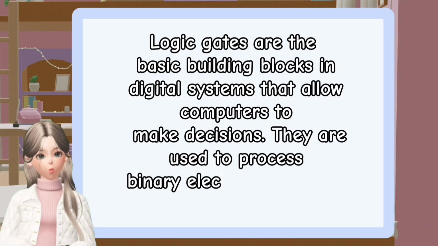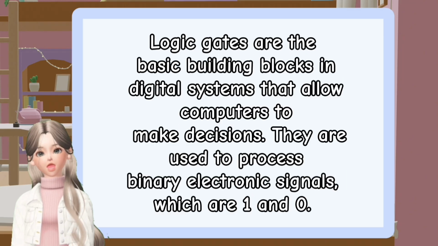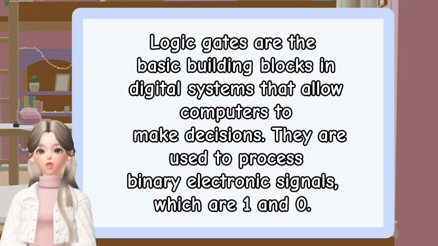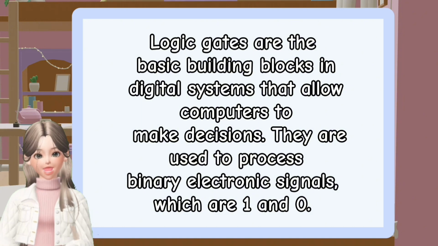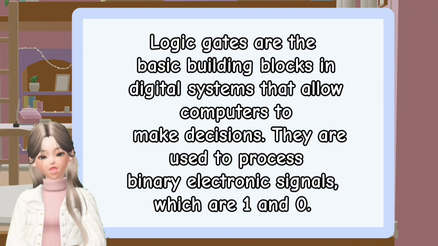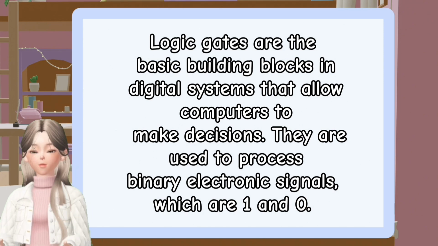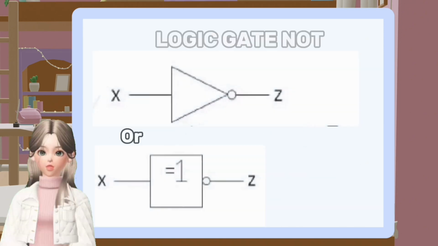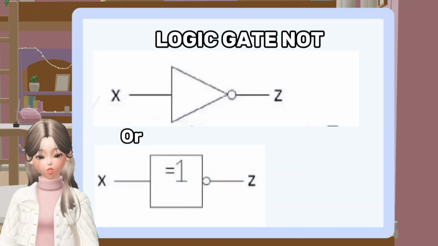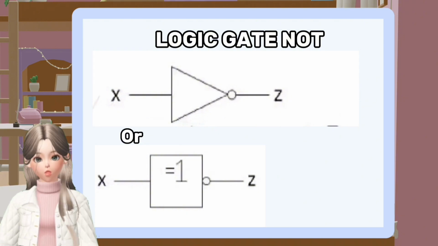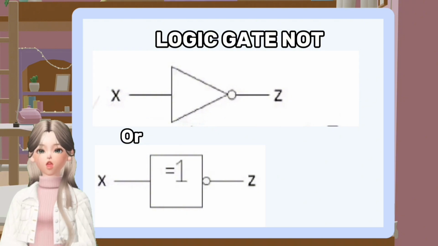Logic gates are the basic building blocks in digital systems that allow computers to make decisions. They are used to process binary electronic signals, which are 1 and 0. First is a NOT gate, also known as an inverting gate, is a logic gate that has only one input, X, and produces one output, Z.